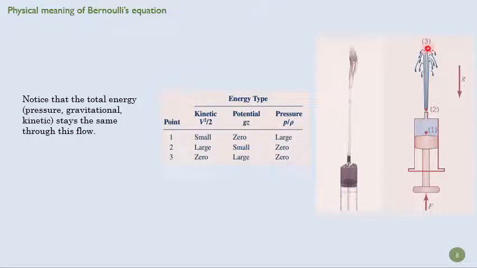And then finally here, we don't have any kinetic energy, but we've got a lot of height, and so we've got a lot of potential energy. And again, it's open to the air, so there's no pressure energy. So we're just converting from one kind of energy to a different kind of energy.